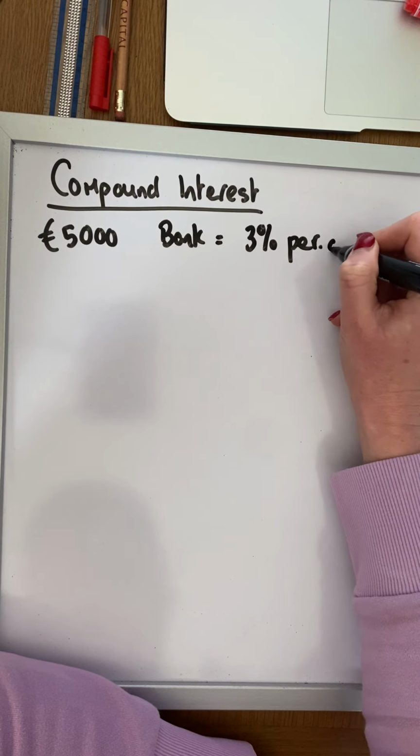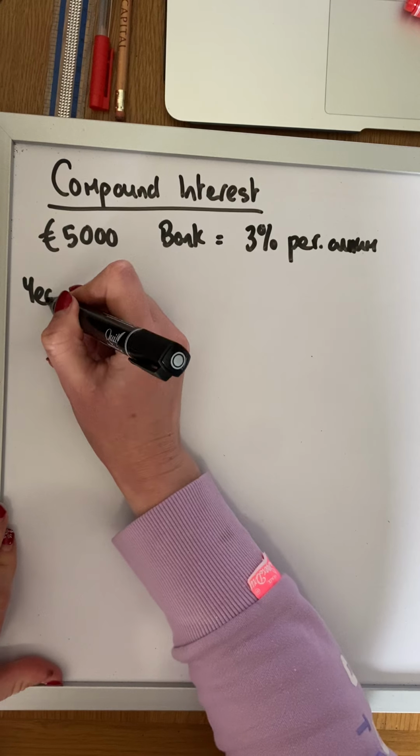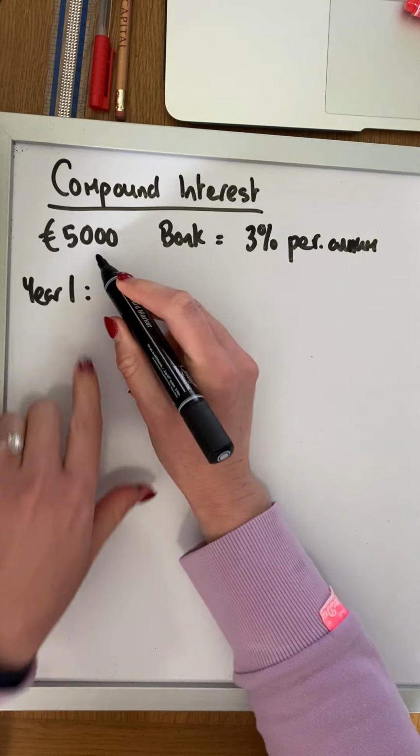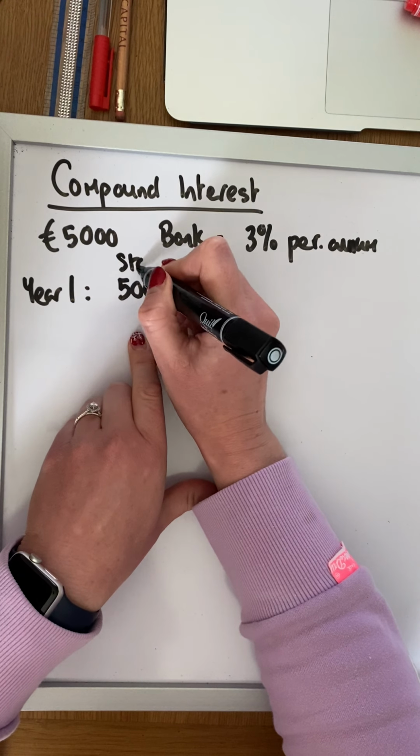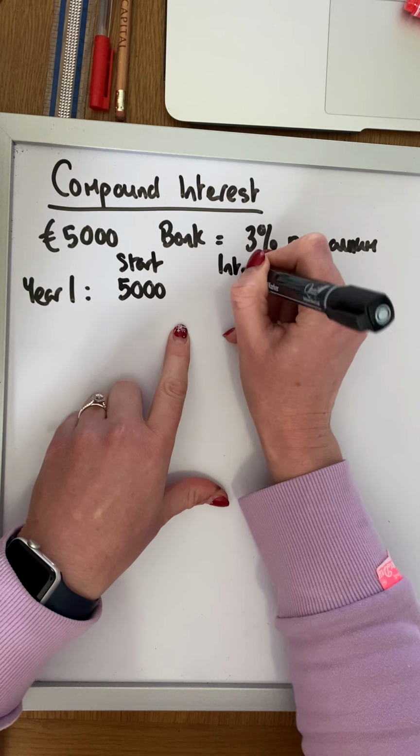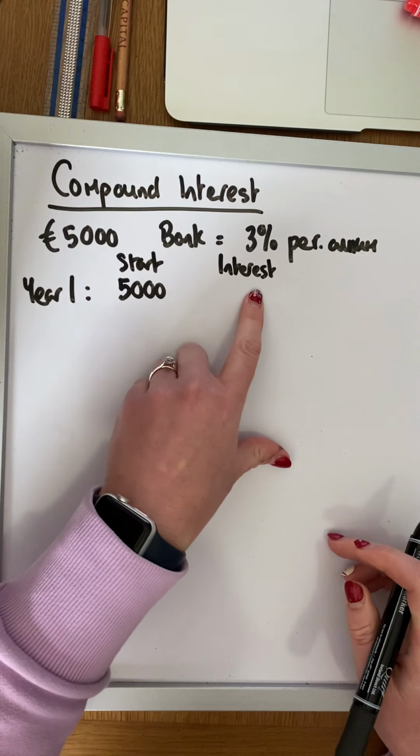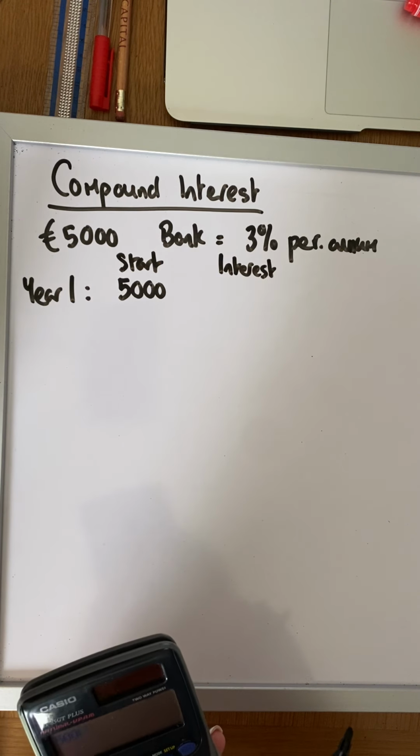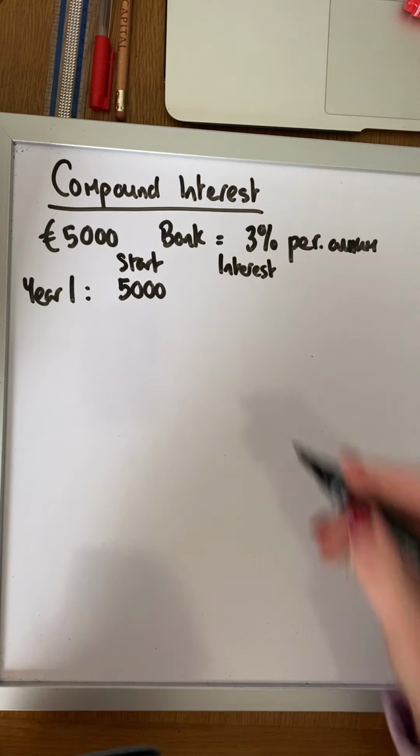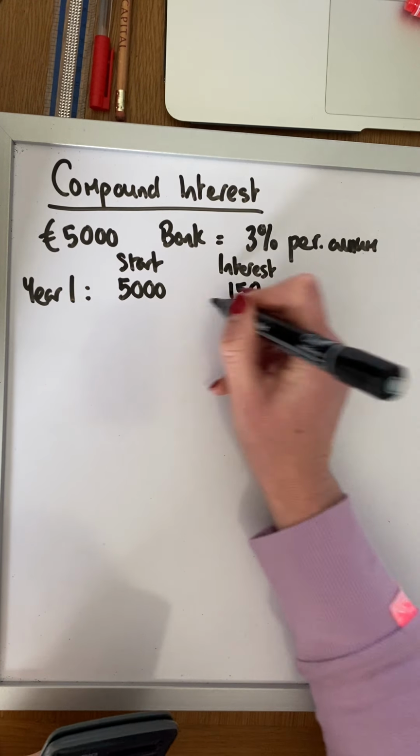Now, what that means is that for each year that we save our money, the bank will give us 3% of that figure. If it's compound interest, that means that our figure for year 2 changes. So say for example, we're looking at year 1. In year 1, we are starting off with €5,000. So that's our start figure. The interest that we earn is 3% of the 5,000. We can do that in our calculator.